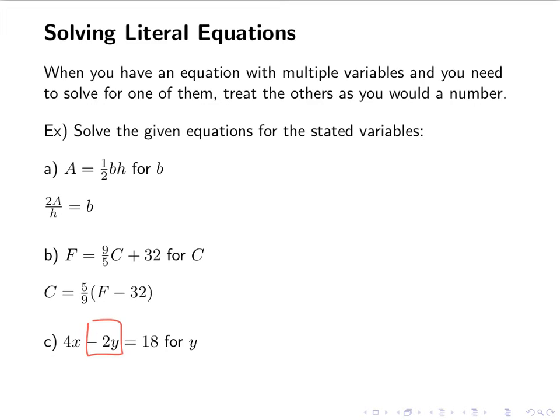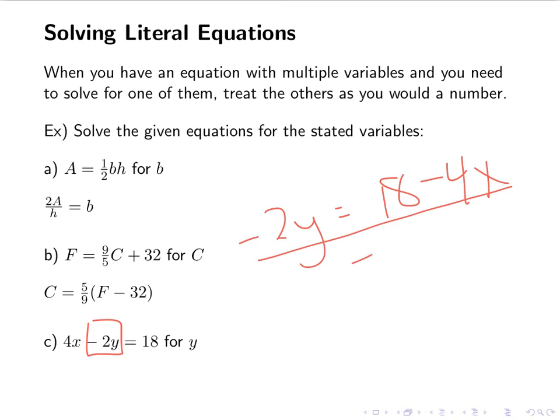So what I want to do is to get y by itself, I need to get rid of that 4x first. So negative 2y equals 18 minus 4x. And then divide both sides by negative 2. Now in general, when you have a line, you want it to look like the following.